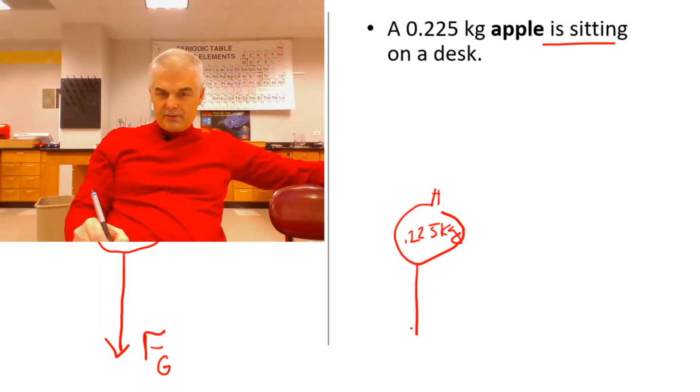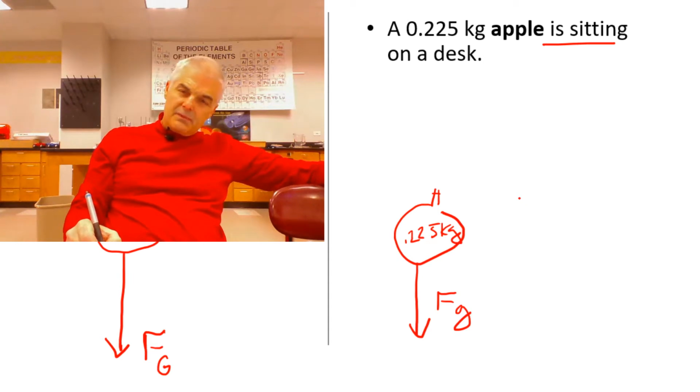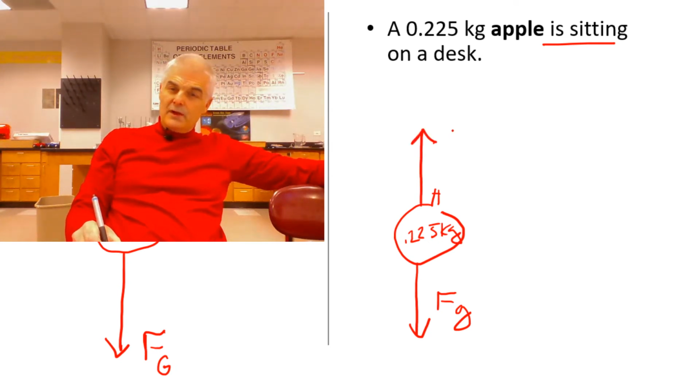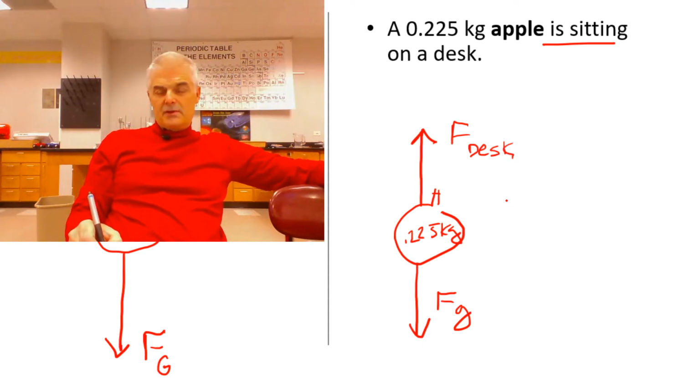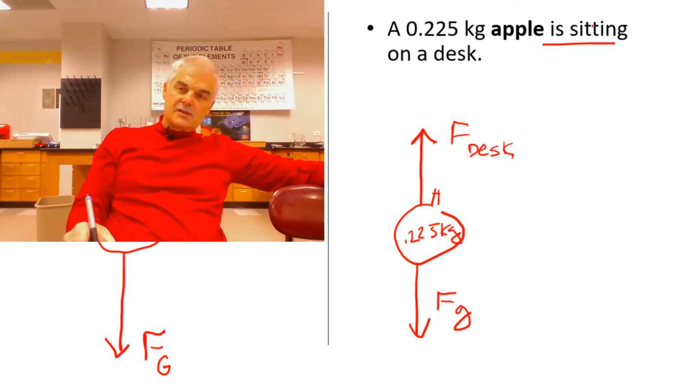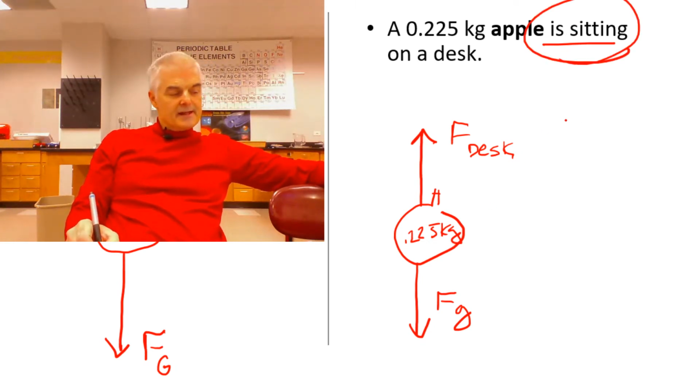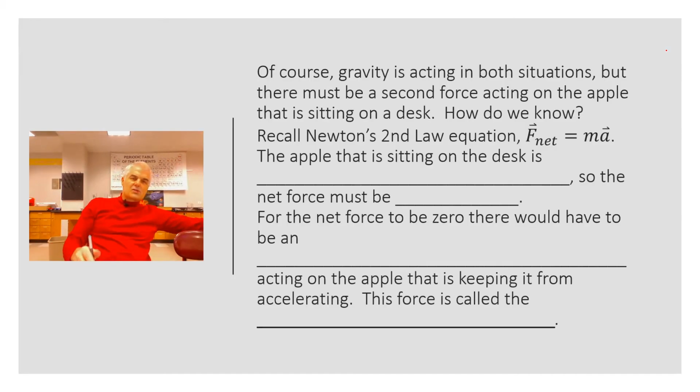Well, we have the force of gravity, right? But since it's not moving, there must be a force that's stopping it from moving. It's not accelerating, right? Then I need to have, if you will, the force of the desk pushing up. So it has to be equal and opposite because the apple is not accelerating when it's just simply sitting on a desk. So let's think this through.